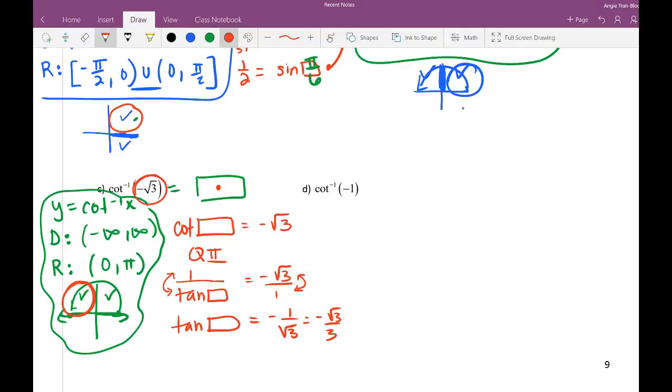Now, what angle could we use to fill in these boxes? All these boxes will have the same exact answer. What is the angle in quad 2 that we can use to fill in all of these boxes? What? 2 pi over 3. Oh, you're so smart. Okay, good job. It is 2 pi over 3. Okay, so the final answer of cotangent inverse of negative rad 3 is 2 pi over 3.